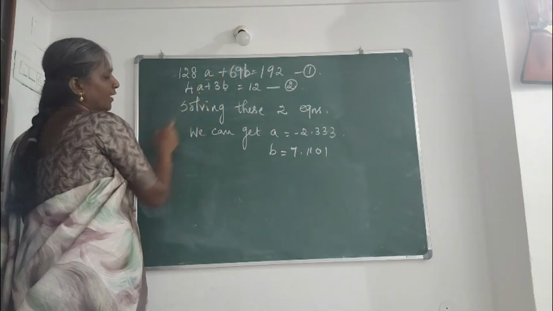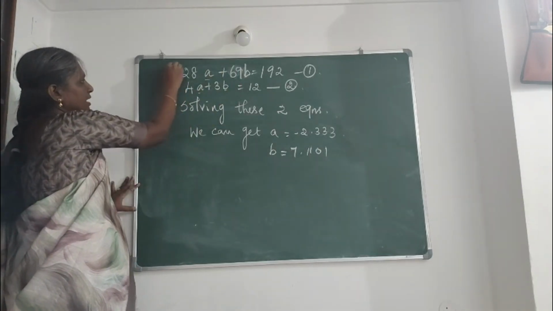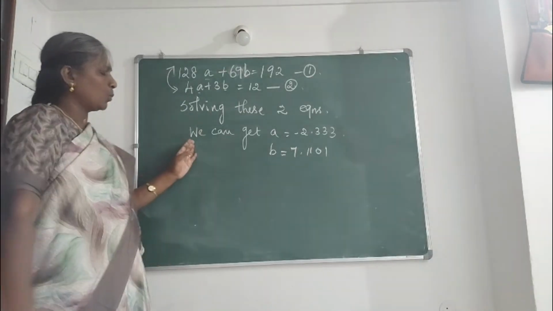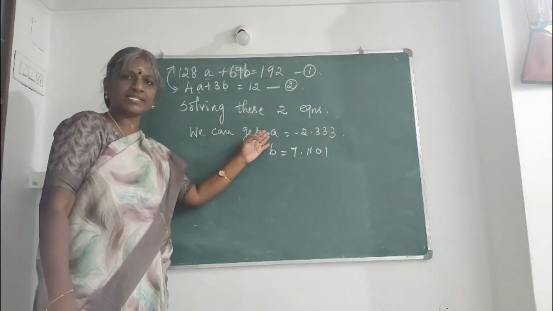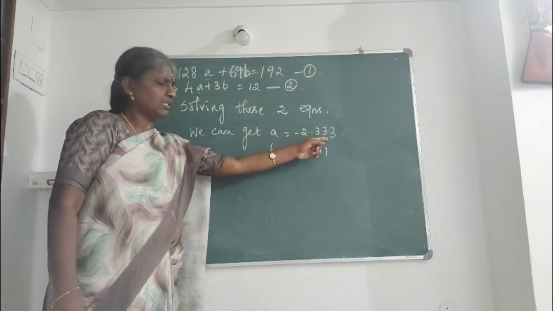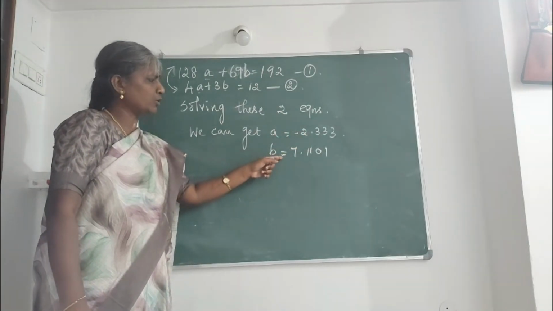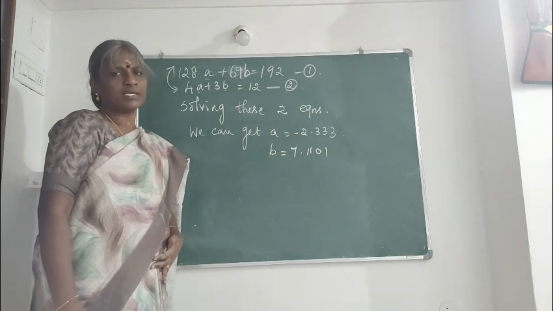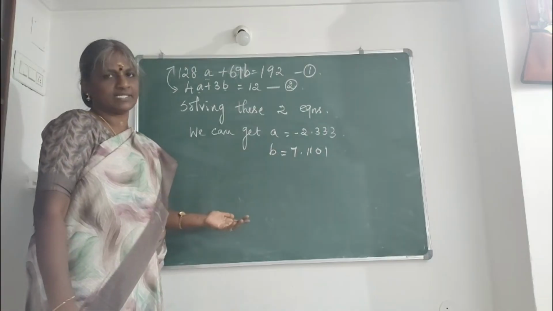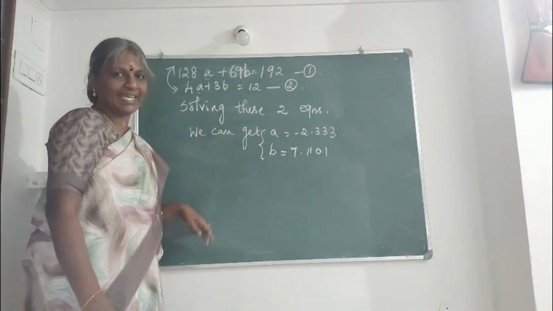At present we have two equations with two unknowns a and b. Our objective is to find the values of a and b. In the usual way, we have to solve these two equations. We get the value of a as minus 2.333 approximately, that is minus 2. B is equivalent to 7.1101, that is 7. These are the values of a and b.